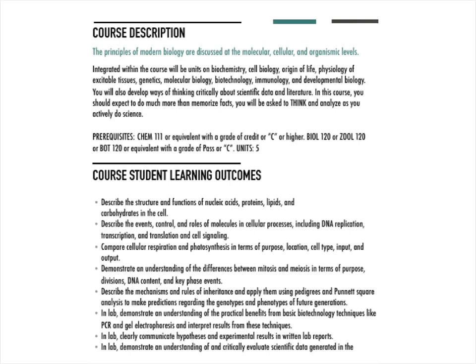Okay, moving on with page 1 of our syllabus. We have both the course description, which you can read for yourself. The only thing I want to highlight are the prereqs. You must have taken either Bio 120, Zoology 120, or Bot 120 and passed with a C. And then Chem 111, you should have passed it with a C or higher.